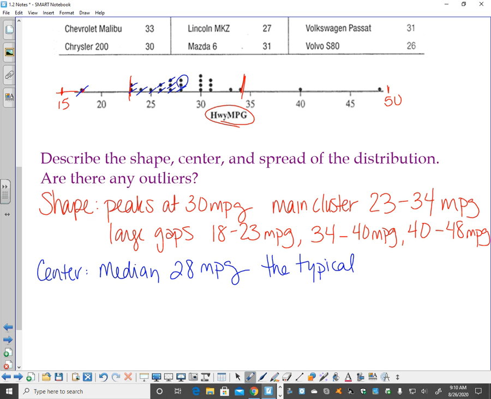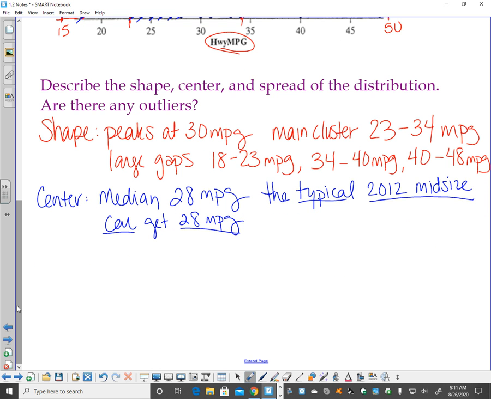Now watch how much detail I put in this. The typical 2012 midsize car gets 28 miles per gallon. Typical, I'm being very specific about what I'm describing, and I'm stating what the median is. Spread, the spread is from 18 miles per gallon to 48 miles per gallon.